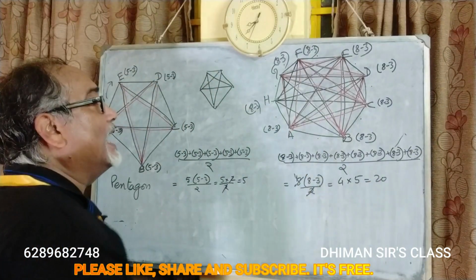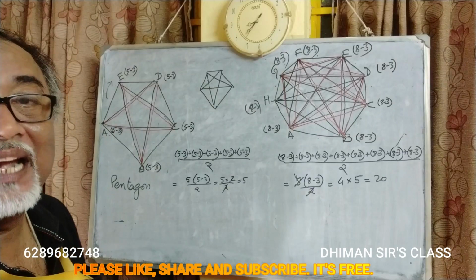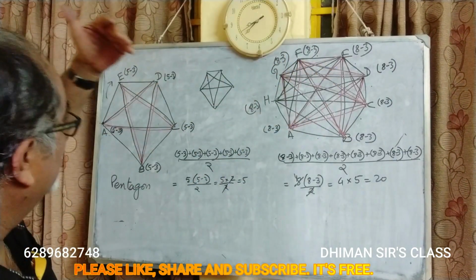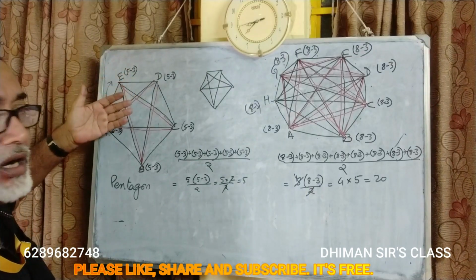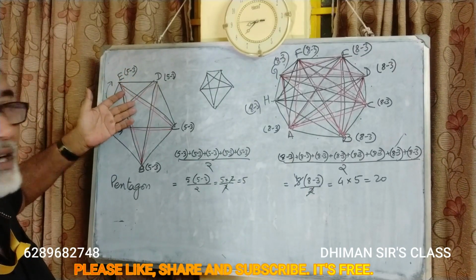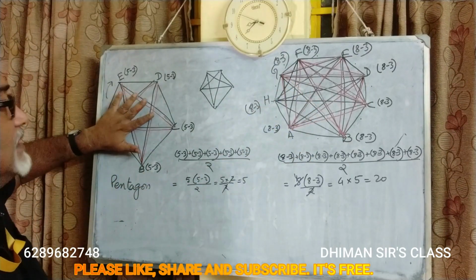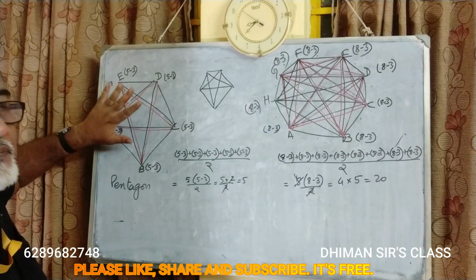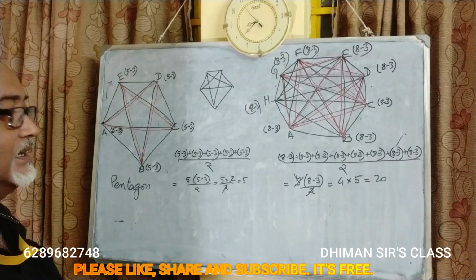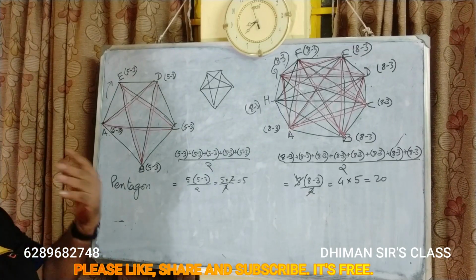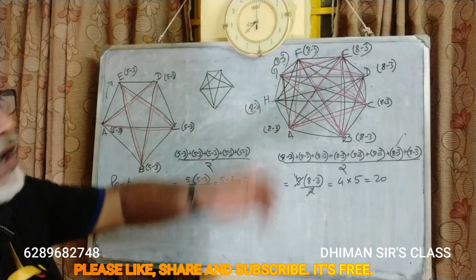So how many diagonals can be drawn? 20 diagonals can be drawn in an octagon. 5 diagonals can be drawn in a pentagon. It is an octagon, 8 sides, 8 vertices. This is a pentagon, 5 sides, 5 vertices. Clear, students? Now, so these are all very simple.